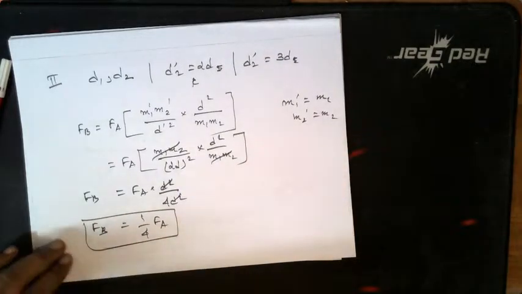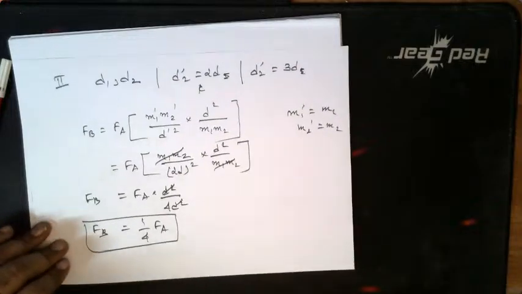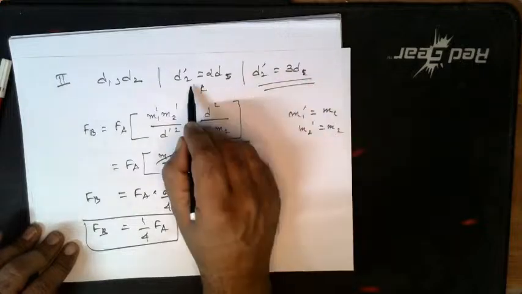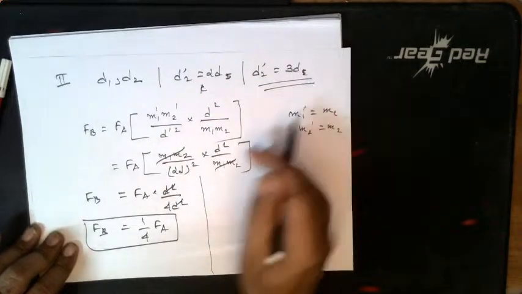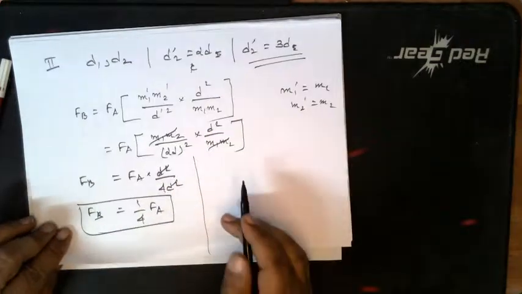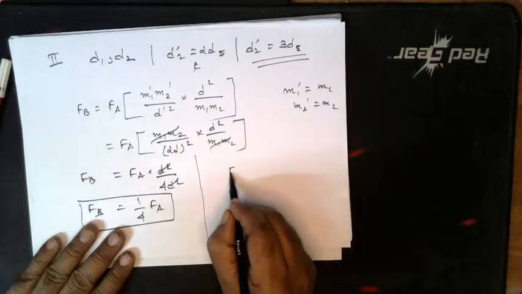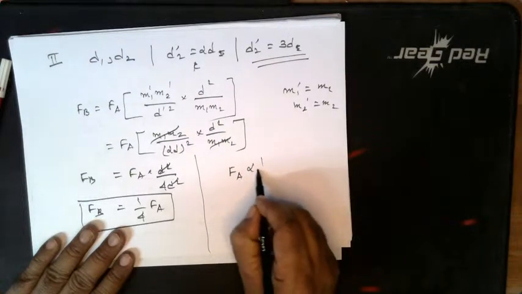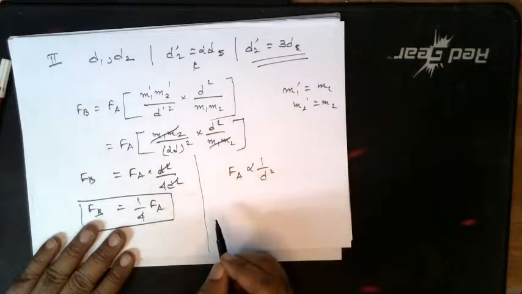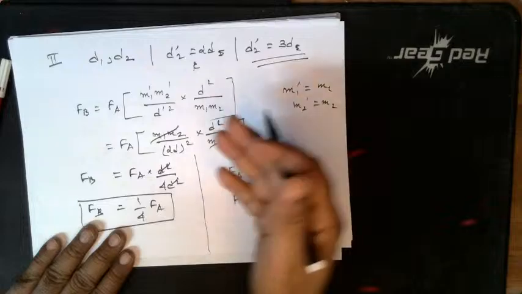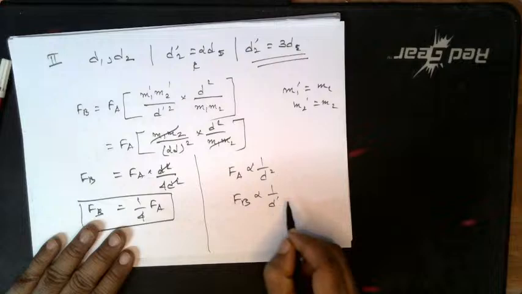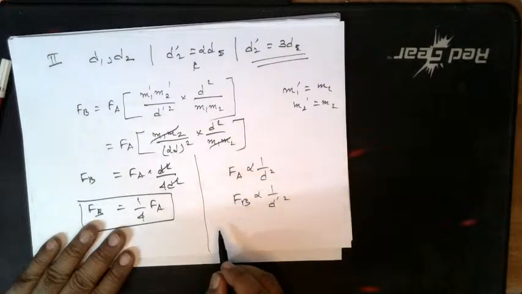Got it? Now what is asked? In the second question there is one more subdivision, 3D. So you can simply substitute here. Instead of confusing with all these things, you can take only D. So in that case, the force FA is proportional to 1 by D squared, because M1, M2 are all constant. And FB is proportional to 1 by D prime squared.